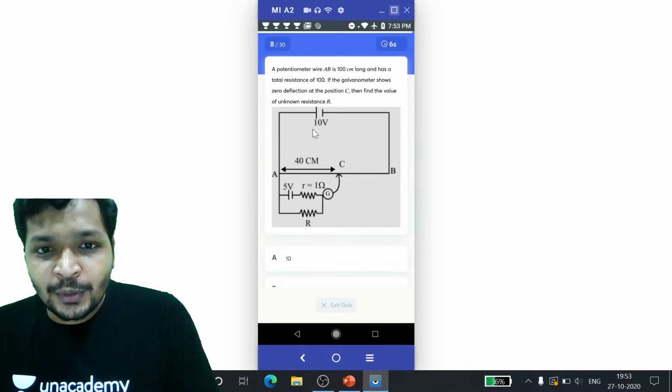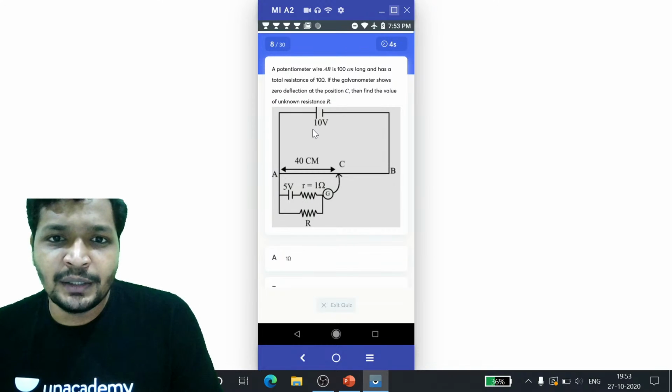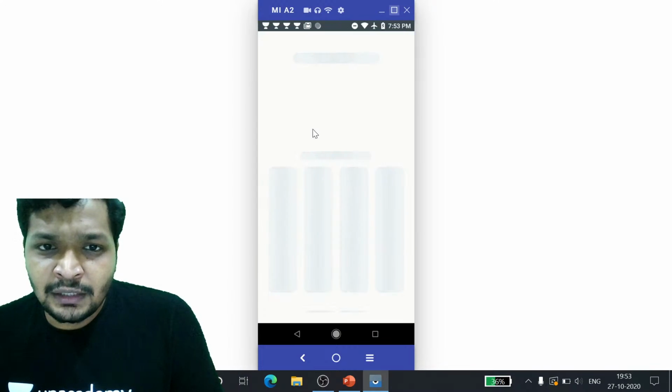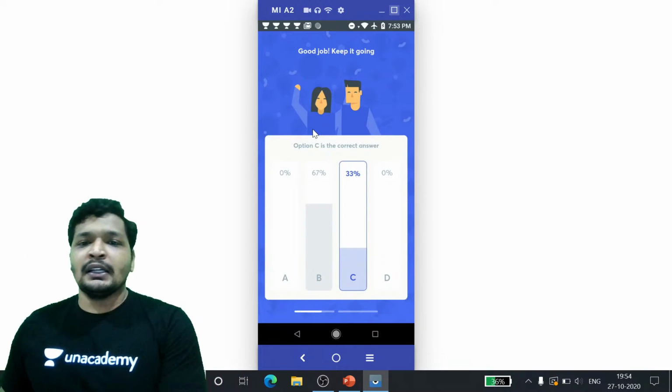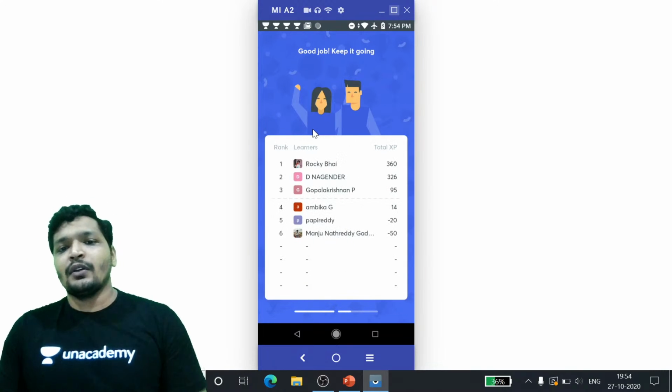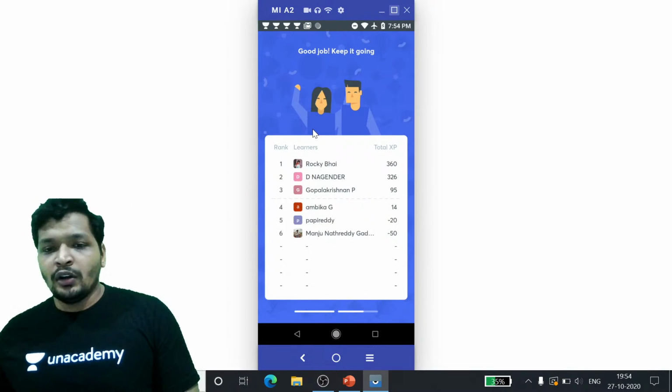Let me get into this question. It's a potentiometer based question. You guys know it. And as the galvanometer has zero deflection, then the value of R is, I think, about internal resistance. There are a few equations that you can make use of, or else you can move by the method. Alright guys.